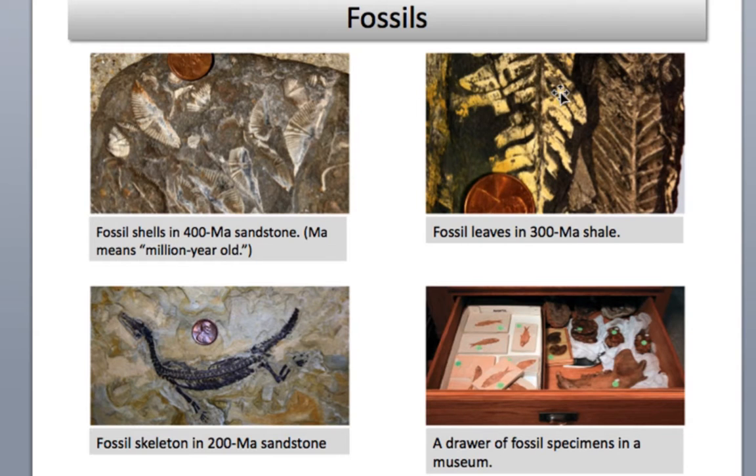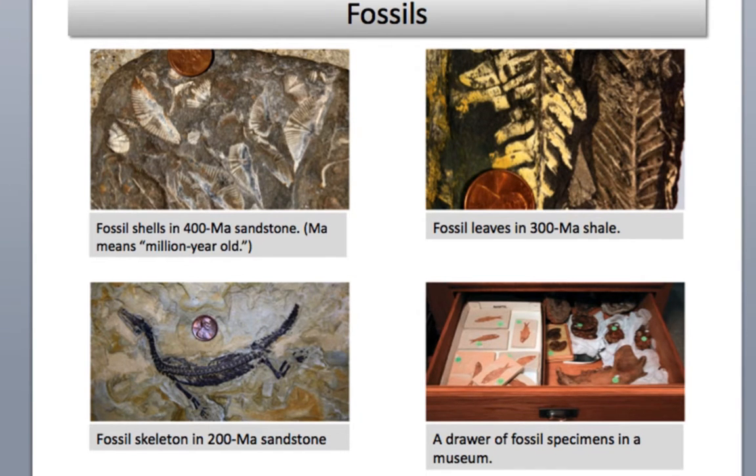Here's some fossil leaves. In fact, these are carbonized impressions, carbonization there. And here is a fossil skeleton of, looks like a mesosaur, right? Mesosaur is a reptile here, freshwater reptile. And then here's some fossil fish and some specimens in there.